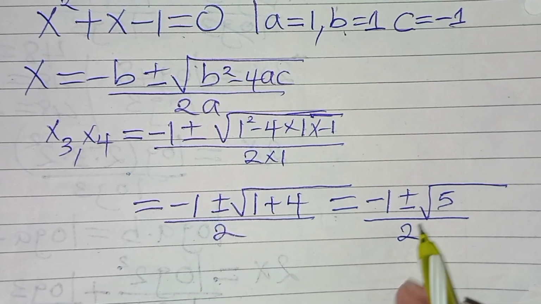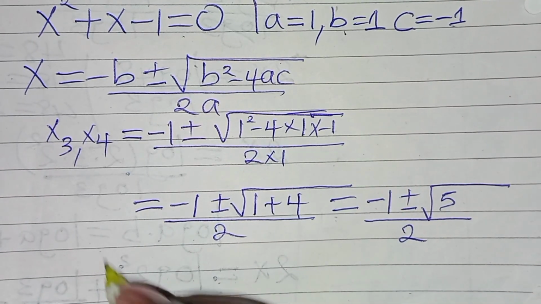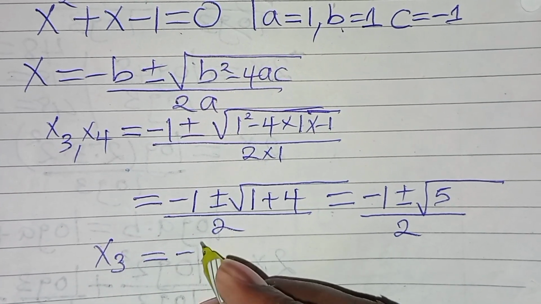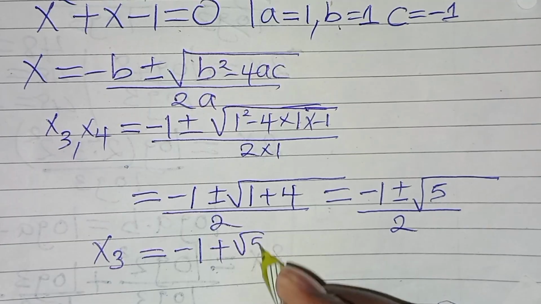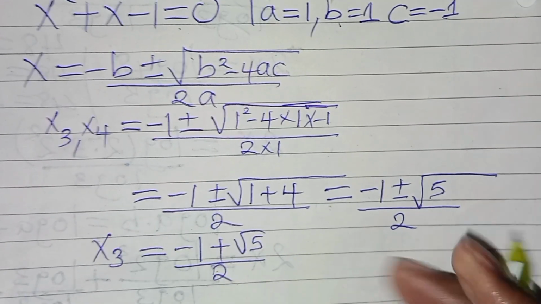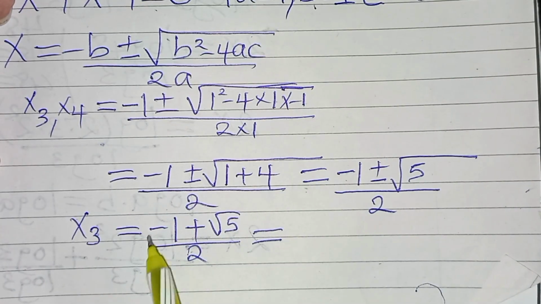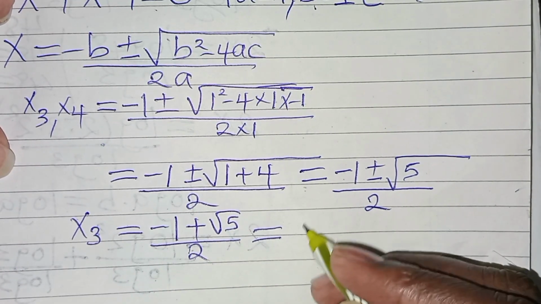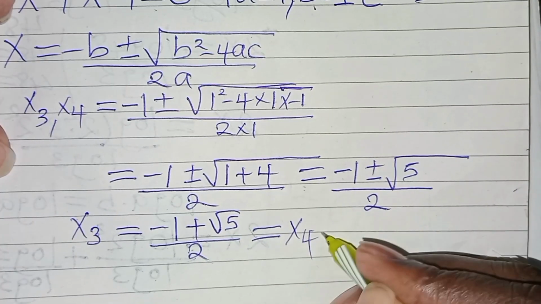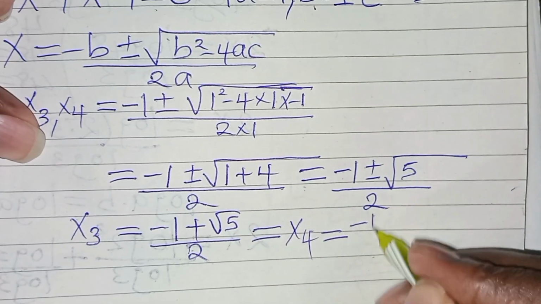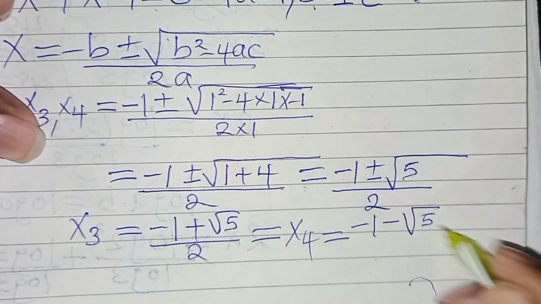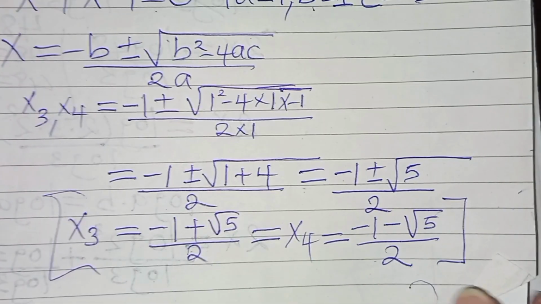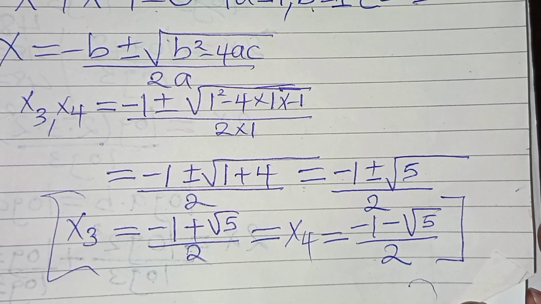So that means we have x3 equal to negative 1 plus square root of 5, divided by 2, and we have x4 equal to negative 1 subtract square root of 5, divided by 2. So that means we have 4 solutions to our algebra problem.